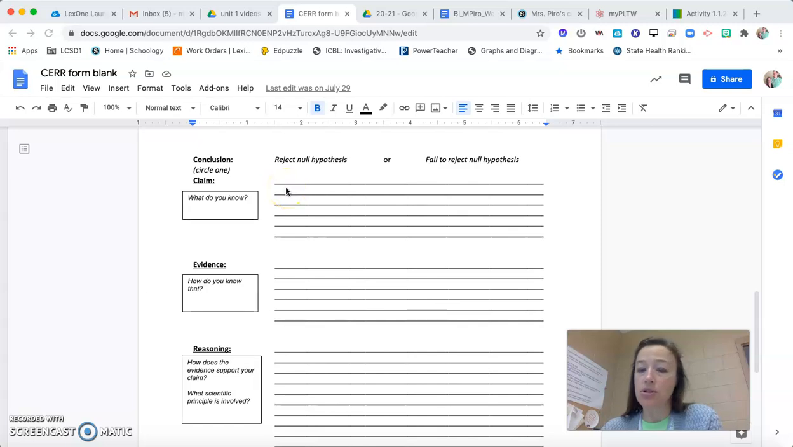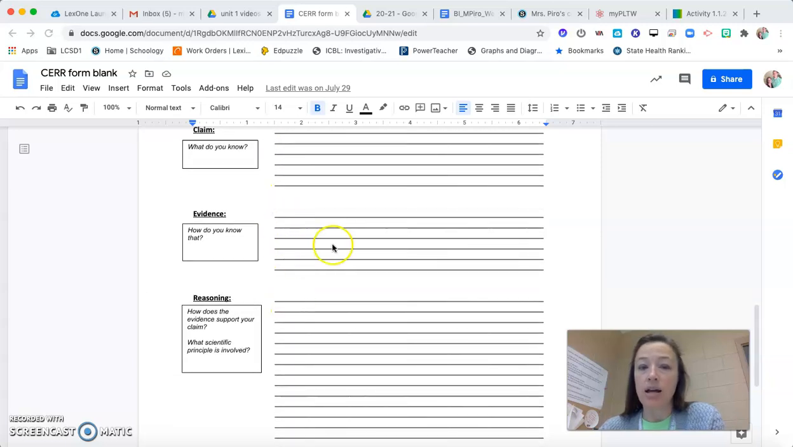Your claim, you're just going to restate your question as a statement. So if your question was, do plants grow better in blue light or green light, then here you would put, let's say that they do grow better in blue light and the ones in green light didn't grow and there was a statistical difference, then you would say here the plants grew better in the blue light. Okay, so you're just literally answering the research question here.